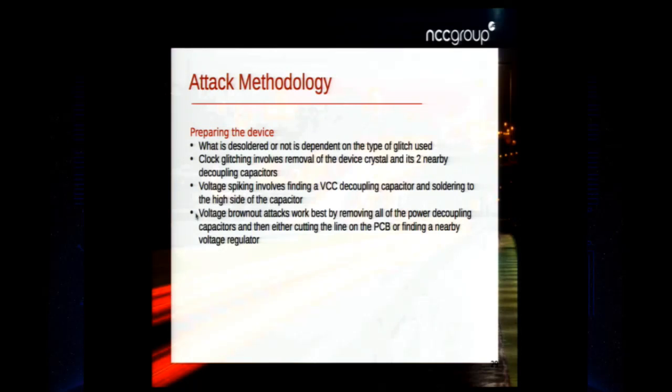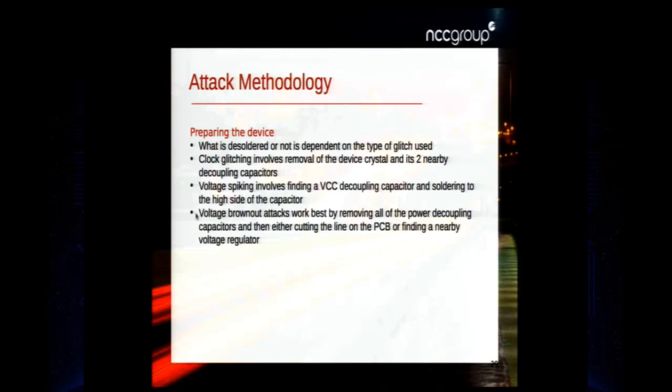So when we are preparing the device, depending on what we're trying to do, we're going to solder or desolder the type of glitching on it. So with clock glitching, we remove the device crystal and its nearby decoupling capacitors. And with voltage spiking, we just find the decoupling capacitor and solder onto the high side of it.